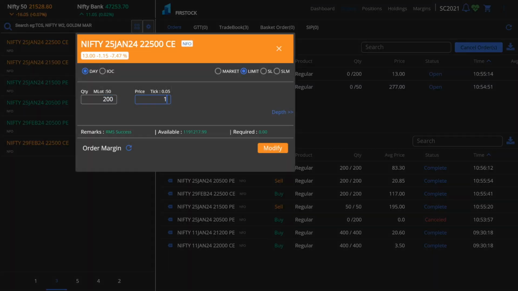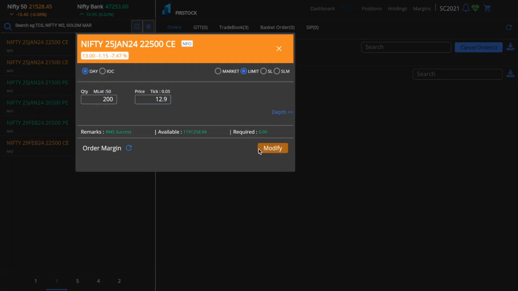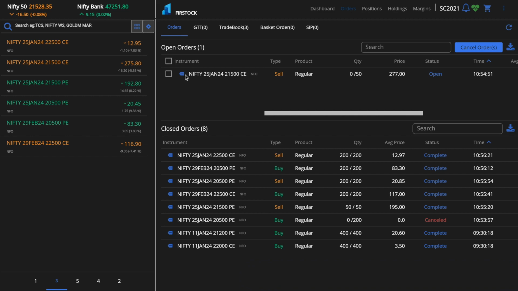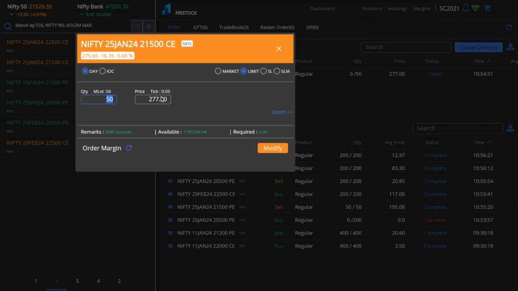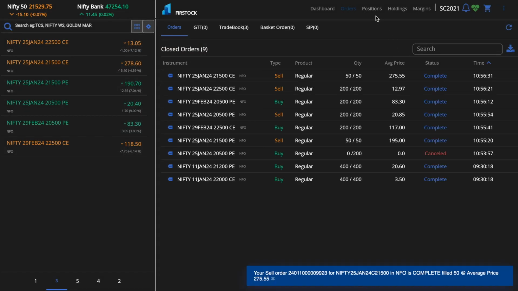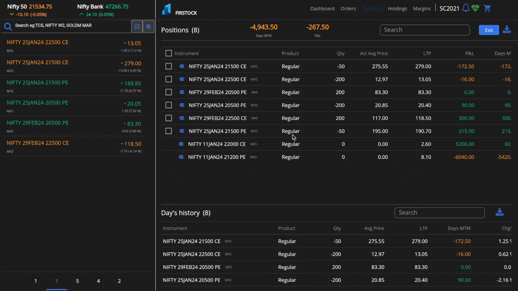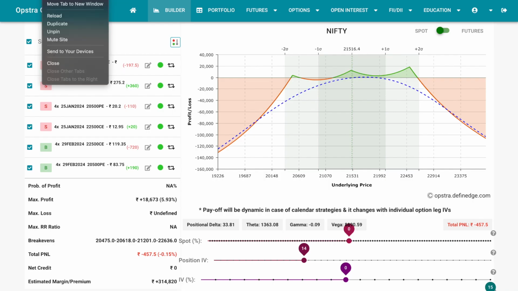Now this sell is pending. You can go at 12.9 and this is modified. And this sell is again pending, so you can go at 22.75. I think this should get executed. Yes, everything is executed. Now let's check out the strategies. The two sold options are at 275 and 195. So let's come back to our main strategy.